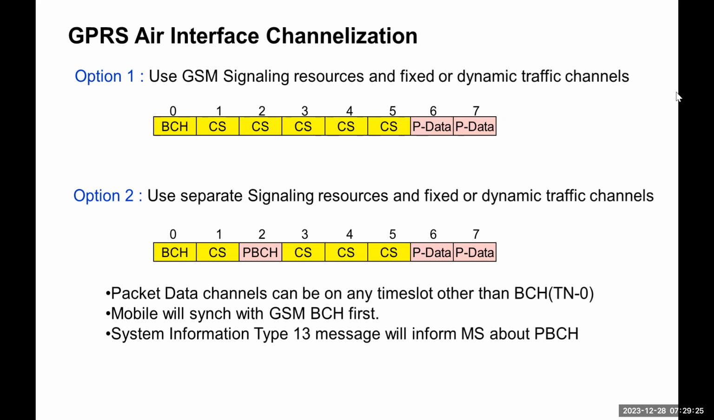PBCH, meaning packet broadcast channels, will not use time slot 0 since it does not contain the frequency correction channels and synchronization channels. Hence, the mobile will have to use the GSM for the camp on process to camp on the BCH, and then on the BCH information, the system information type 13 message will inform the MS about the packet broadcast channel. All this information regarding the PBCH is transmitted on the GSM broadcast channel information, that is the system information type 13.